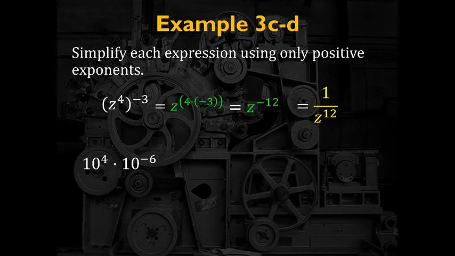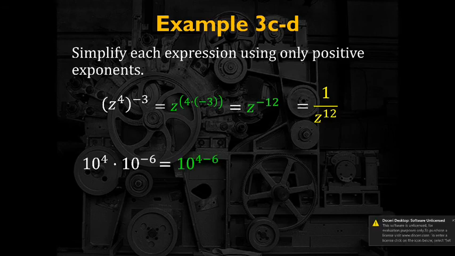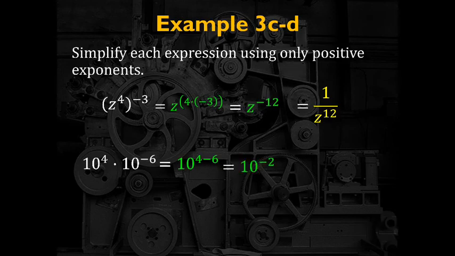10 to the 4th times 10 to the negative 6. So we are multiplying numbers with the same base, so we're going to add the exponents together. So 10 to the 4th times 10 to the negative 6 is 10 to the negative 2. Move the exponent to the denominator, make it positive, so that becomes 1 over 10 squared, which is 1 over 100.